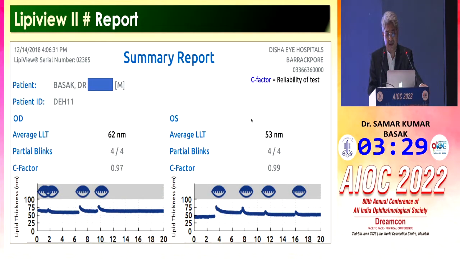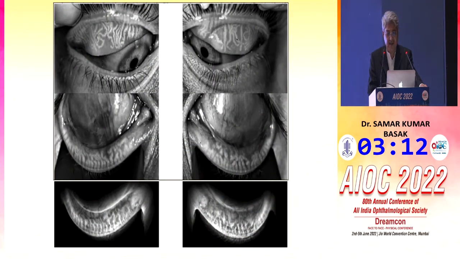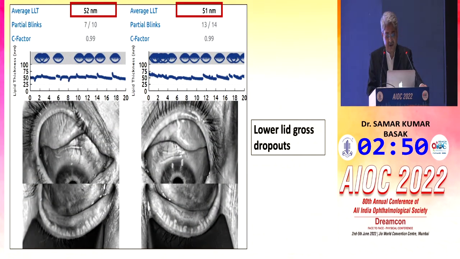In the summary of reports we get, you see that Dr. Bashak is here. So average LLT is borderline in one eye and in the other eye it is less. Partial blink, 100% partial blink in both the eyes. And if you see the glands, in the right eye you see tortuous, irregular glands. Some ducts are also blocked. In the left eye, you see much fewer glands. And in the lower lid there are dropout areas, and I am having MGD, maybe moderate type of MGD that way. So I will show some of the pictures.